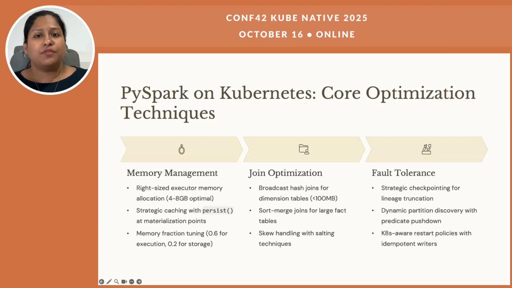So Spark performance reduces to 3 layers: first memory, then joins and skew. When it comes to memory, start by right sizing the executors. Approximately 4 to 8 GB per executor is a pragmatic range. Cache sparingly with persist only where reuse pays off. Set memory fractions around 0.6 for execution and 0.2 for storage as a baseline. Adjust with real metrics, not hunches.